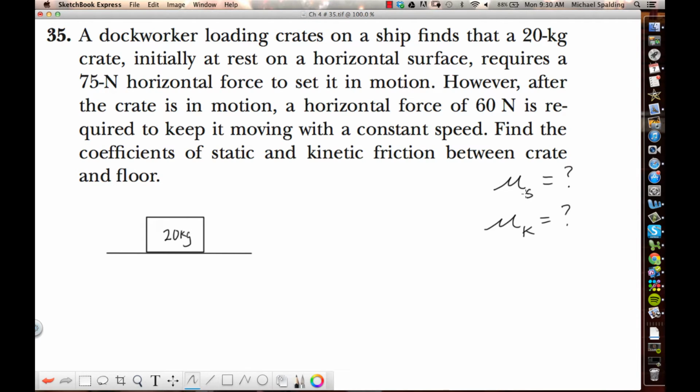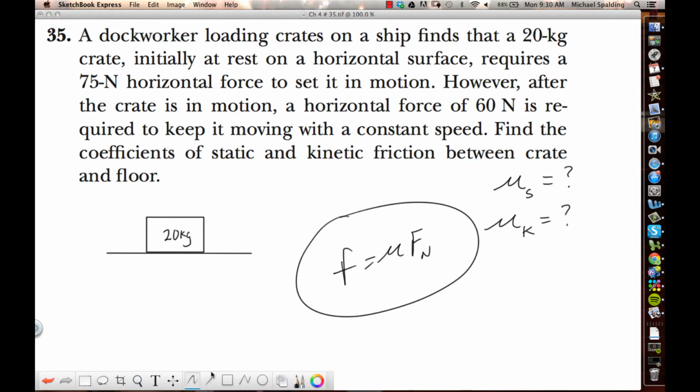So what's the s? Static. What does static mean? Not moving. K, kinetic, which refers to moving. All right, now what's the equation for friction? Friction is coefficient times normal force. Is this equation true for both types of friction? Yeah, it's true for static friction. It's true for kinetic friction.